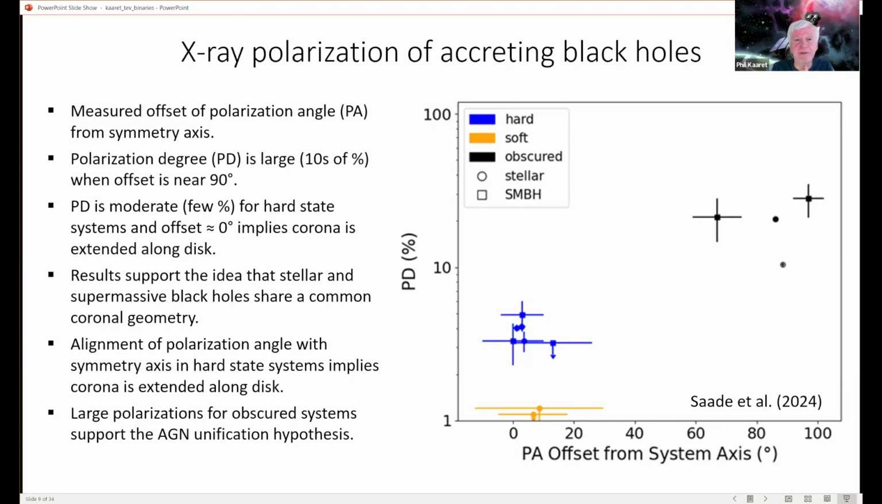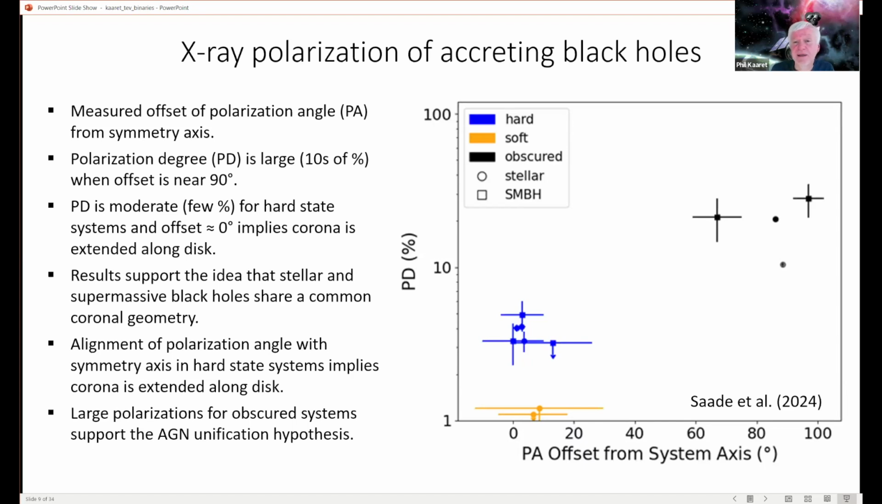So you can see that the polarization degree is large, tens of percent, when the offset is near 90 degrees. That actually fits very easily with the picture I showed you of Thomson scattering before, where you expect large polarizations. And those are the same sources that were obscured. And actually, that's a mix of Cygnus X3 and a couple of classic AGN like NGC 1068, known to have obscured central sources. Okay, and you can see also that the hard points cluster together.